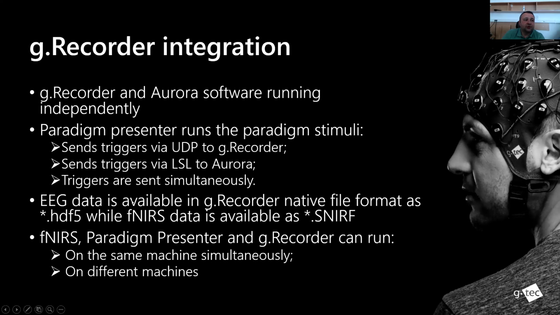Some other advantages: the EEG data is available in g.Recorder native format as HDF5, while fNIRS data is available as SNIRF. fNIRS and the paradigm presenter, and also g.Recorder, can run on the same machine simultaneously or on different machines. And this is very, very important.